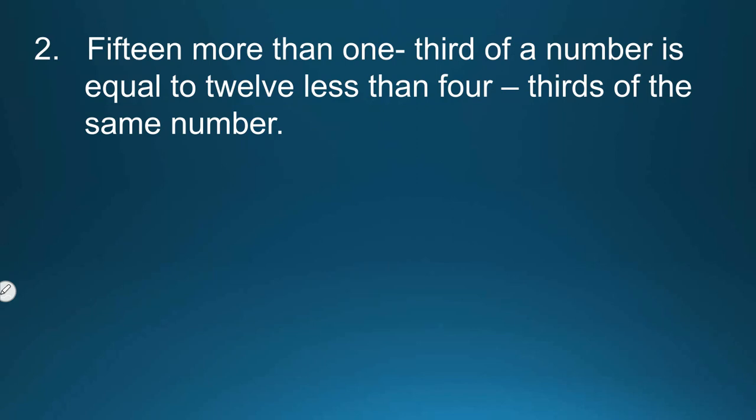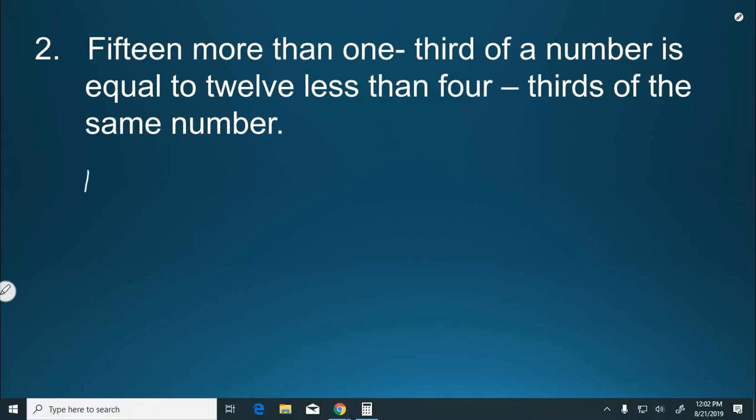15 more than 1/3 of a number. So 15 more than 1/3 of a number is 1/3 x plus 15. Adding the 15 to the 1/3 because it's more than it. Is equal gives me the equal sign to 12 less than 4/3 of the same number. 12 less than 4/3 of the same number is taking 12 away from 4/3 of that same number. So 4/3 x minus 12.